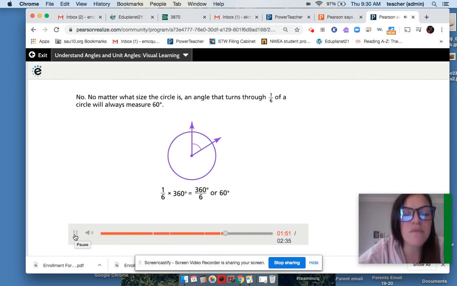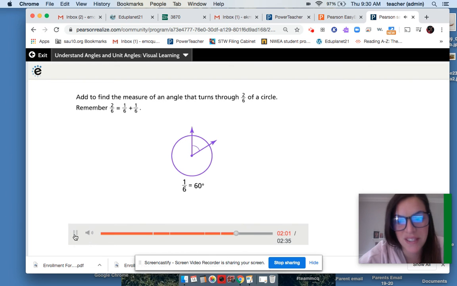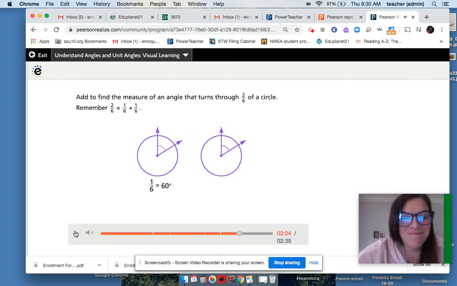No matter what size the circle is, an angle that turns through 1/6 of a circle will always measure 60 degrees. Add 1/6 to find the measure of an angle that turns through 2/6. If you know what 1/6 of the circle is, and you know it's 60 degrees, what is double that? Because that's 1/6, then give me 2/6. So 1/6 is 60, and 2/6 is really 60 plus 60.